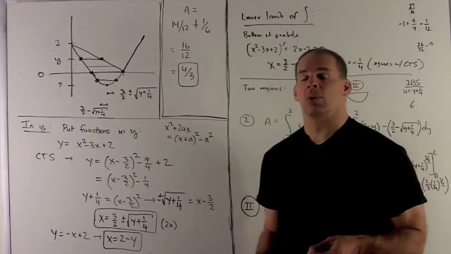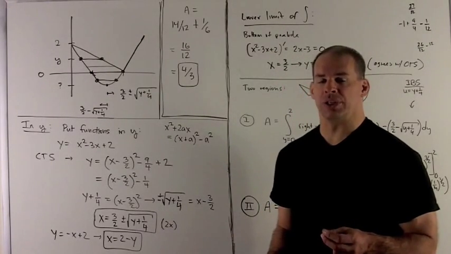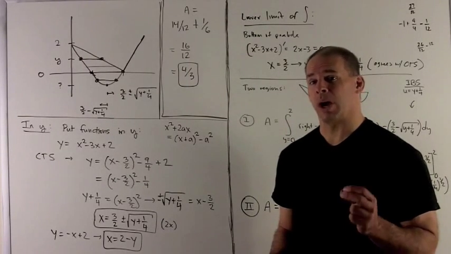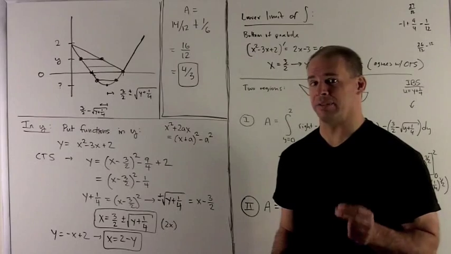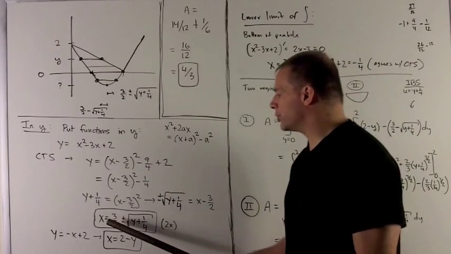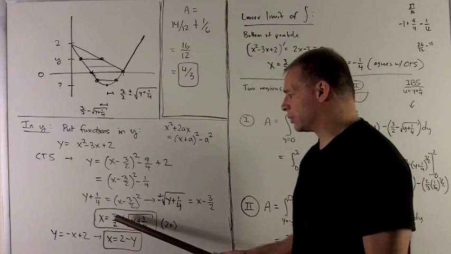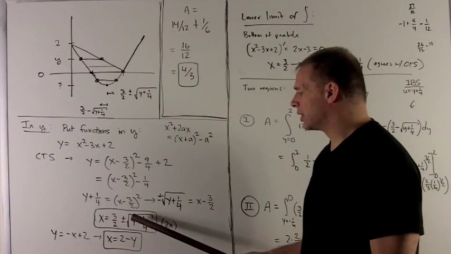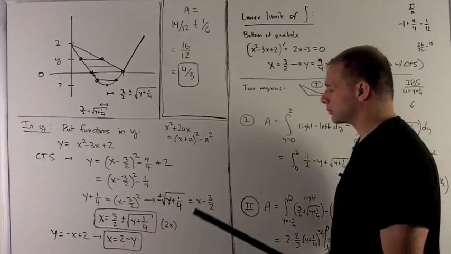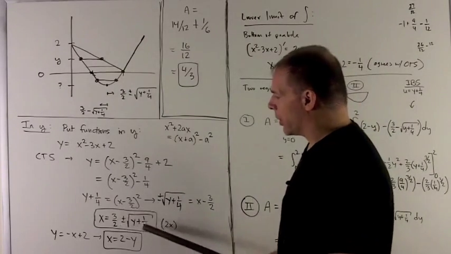In this case, we're absolutely going to need both solutions for the square root, the positive and negative. Remember, square root only spits out positive numbers. So we're going to need both. So the solutions to this are going to be x = 3/2 ± √(y + 1/4). Now, what's going on here?